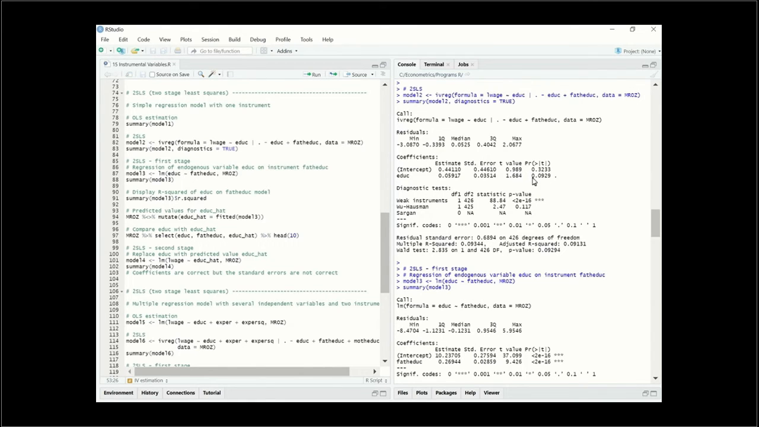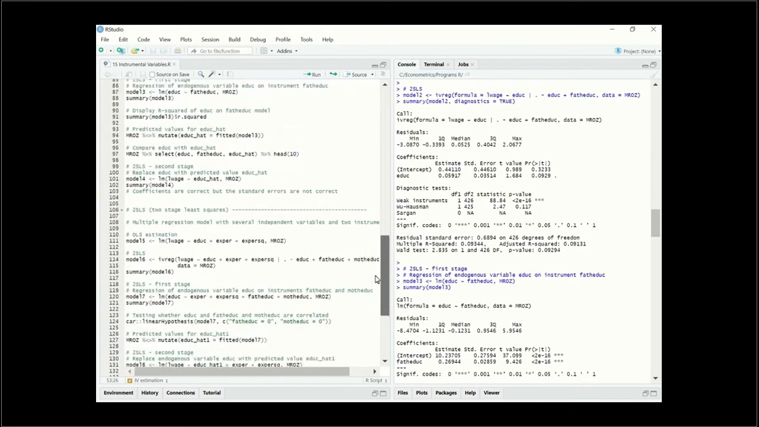And here we have that this coefficient is actually significant at the 10%. And so we should really be using the IV reg in order to do two-stage least squares, and not do it the slow way that I've shown you, because the standard errors are not correct when getting it done the slow way.